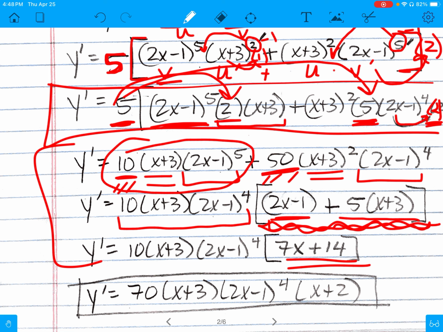And then pulled out a common factor of 7. Put it up front here and combined to get 70 up there, and then the x plus 2 at the end. So again, do you have to do that amount of simplification? No, you don't. But sometimes, again, the back of the book will simplify to a greater or lesser degree. So I like to show as much as I can. But if you stopped before then, that's totally fine.